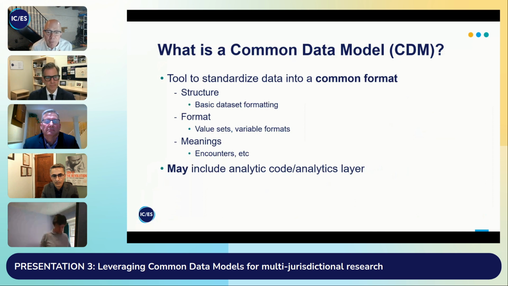It could be formatting where we structure our variables more into, say, different value sets or different coding systems. And it could mean standardizing meaning in terms of encounters and so on. And a common data model, and we'll see examples of this in later slides, may include the analytic code and analytics layer that I described in the schematic on the last slide. Next slide.